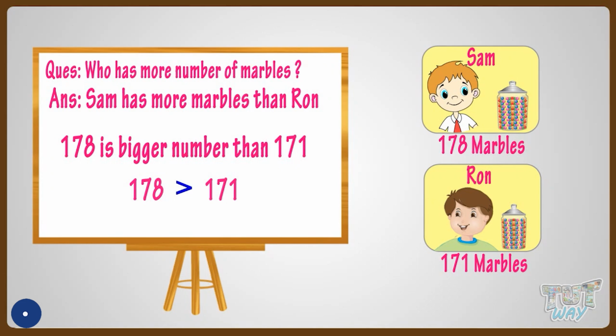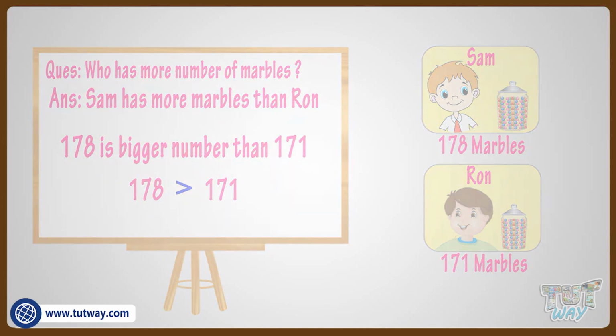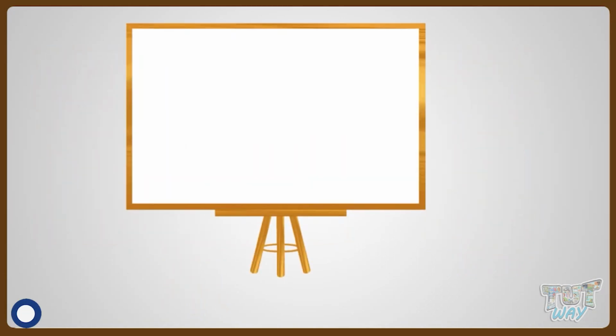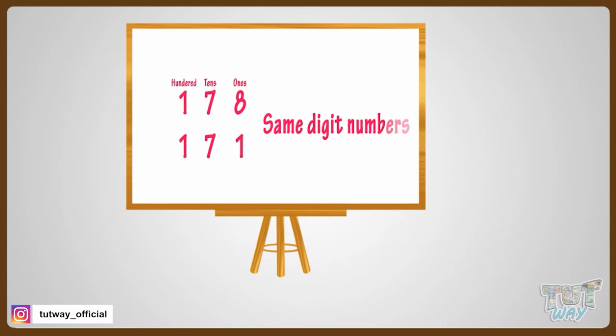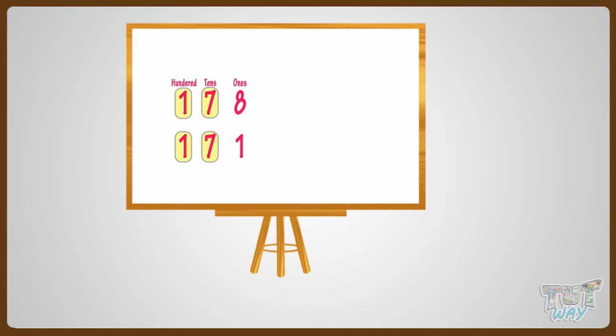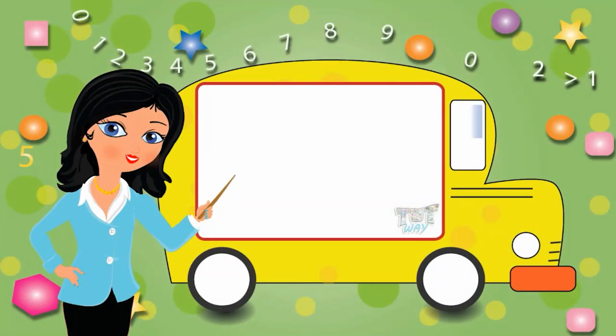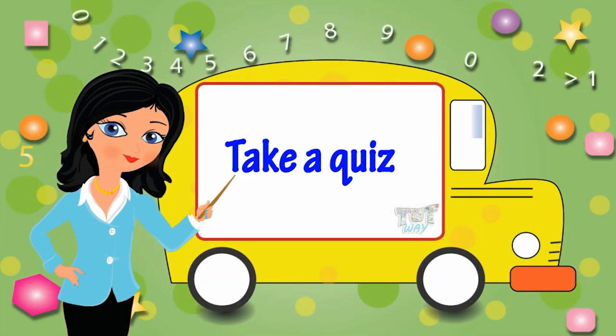Good! So what have we learned? We have learned when the number of digits are same, then we follow the comparing rule, which is start comparing the digits from the biggest place, and in which ever number you get the bigger number first, that number is bigger number. Now go ahead and take a quiz to learn more.